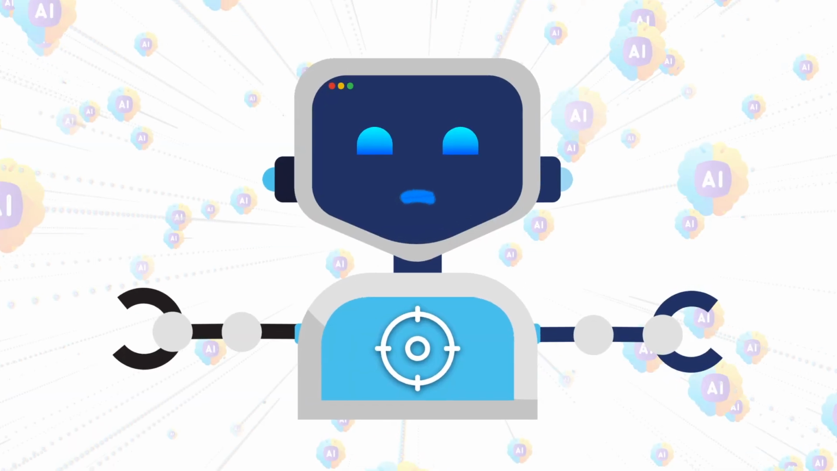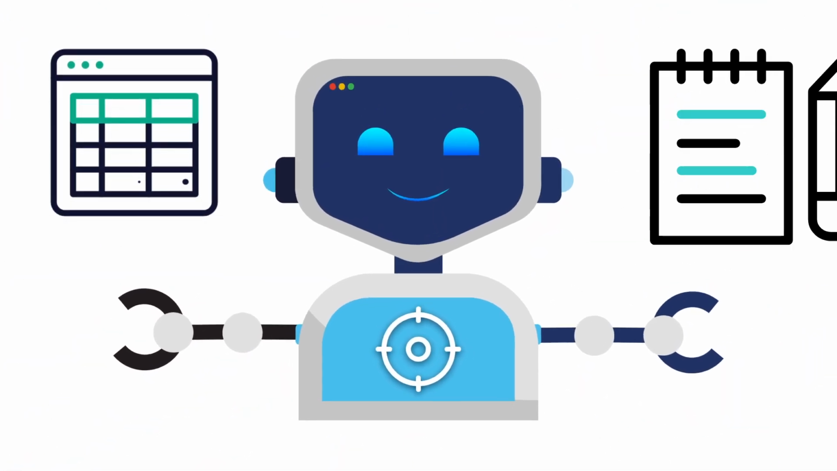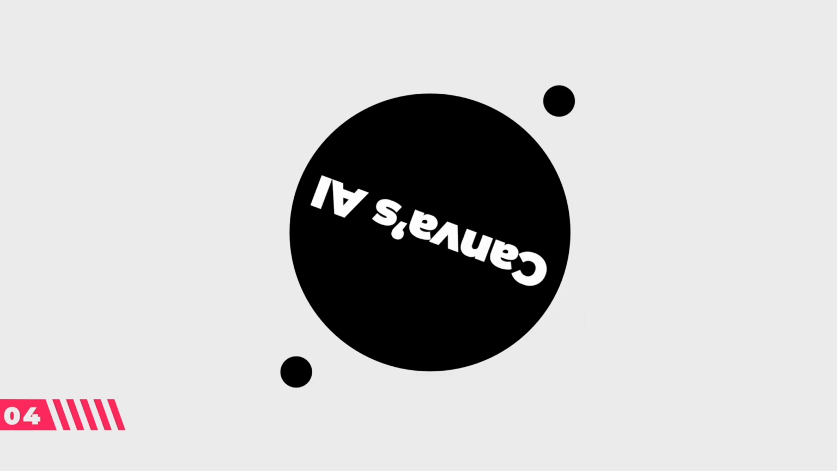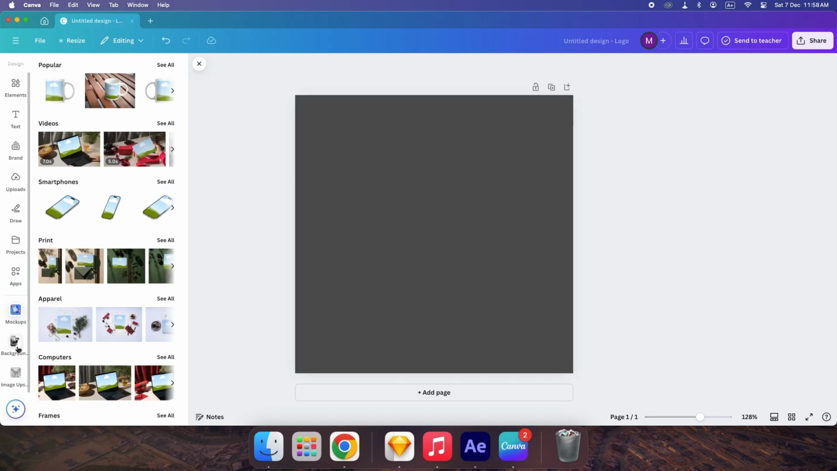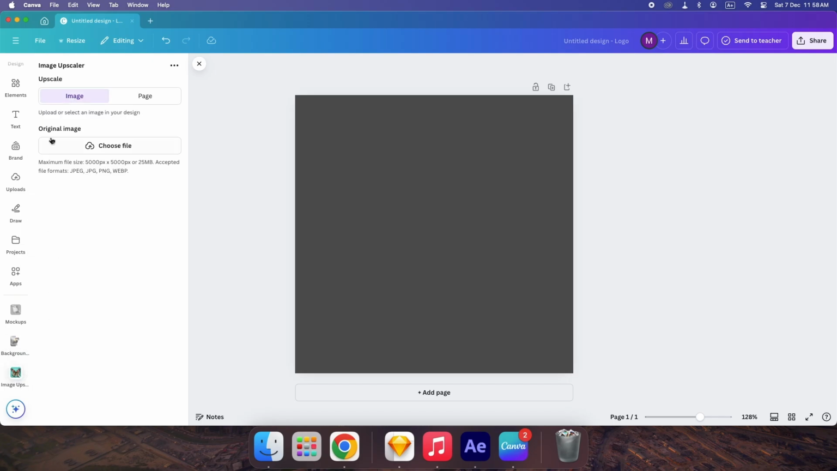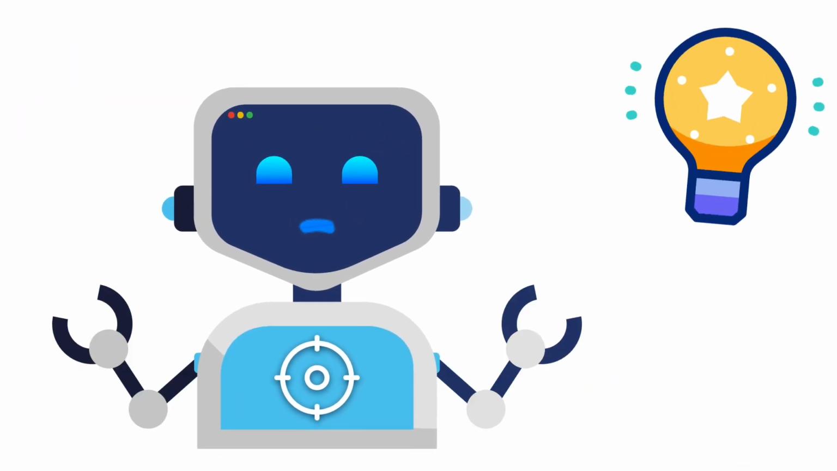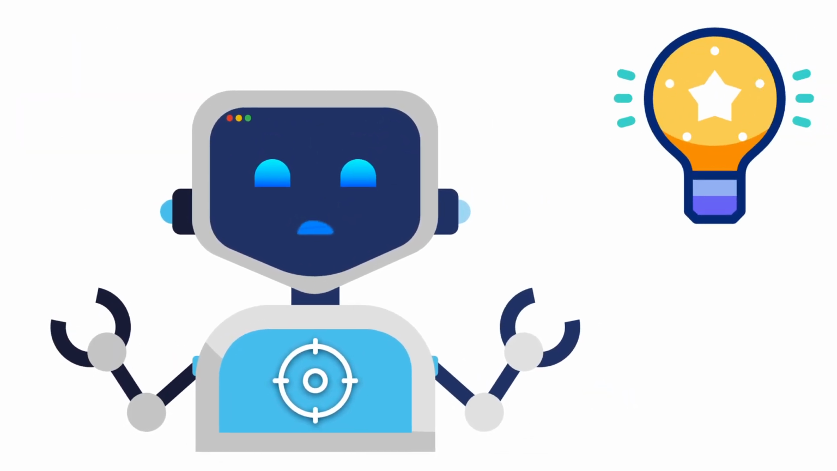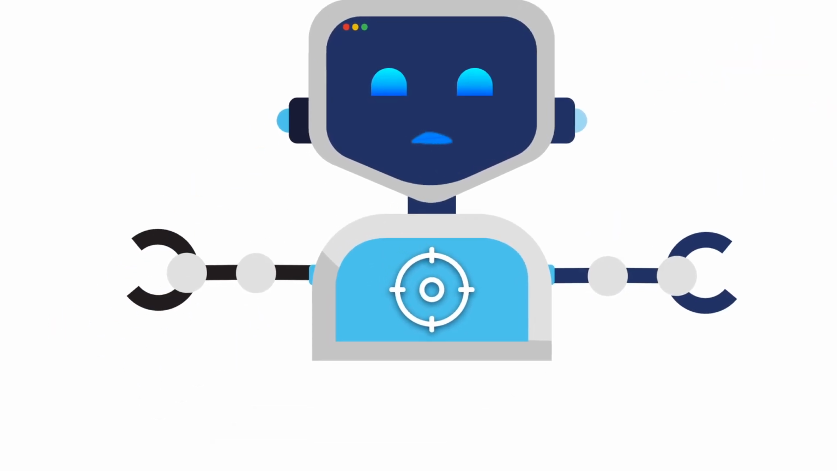Calling all creatives, AI isn't just for spreadsheets and notes. Tools like Runway ML and Canva's AI integration for macOS are transforming the way designers work. Need to remove a background, upscale an image, or generate unique content ideas? These apps handle it effortlessly. What's even better, they're not just saving you time. They're unlocking creative possibilities you didn't know existed. And no, you don't need to be a pro to use them.